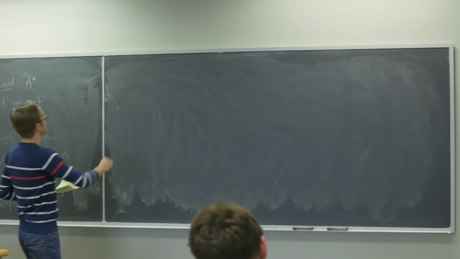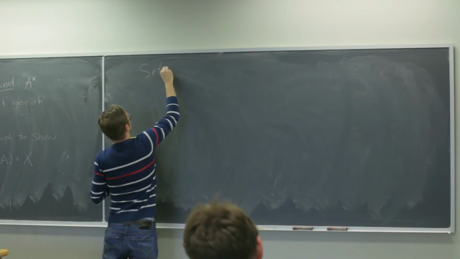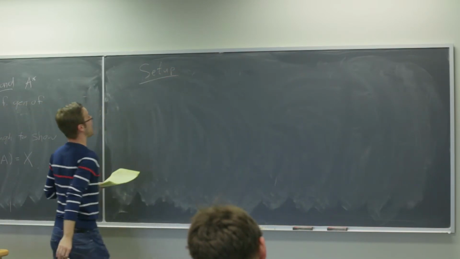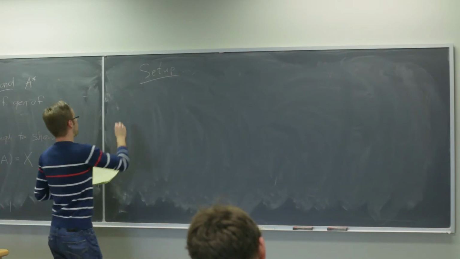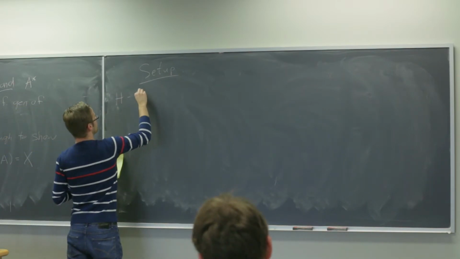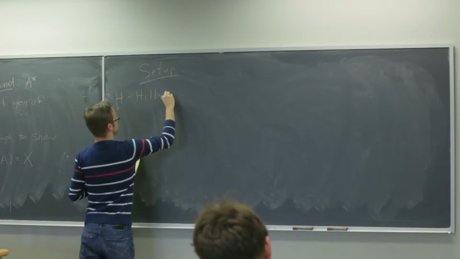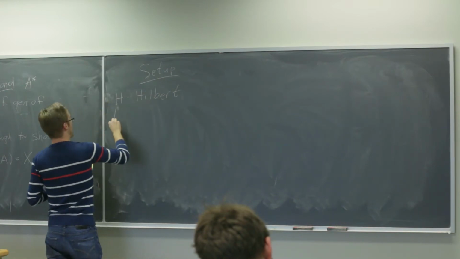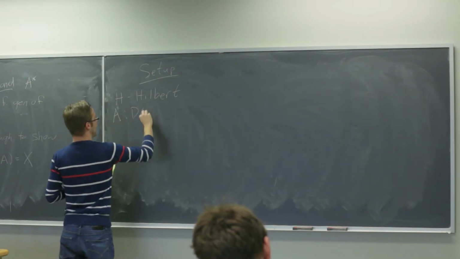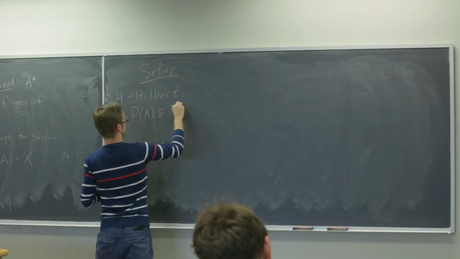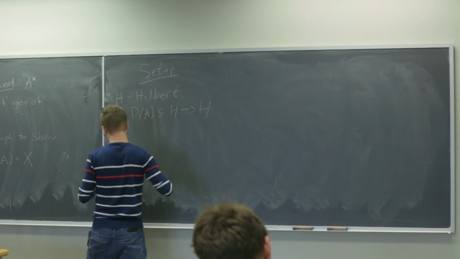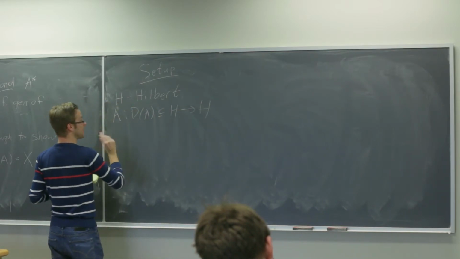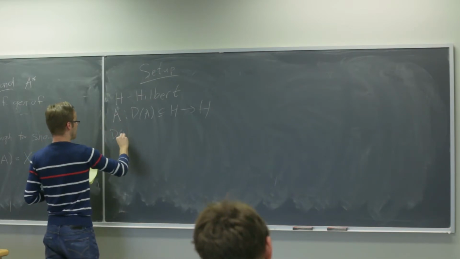So let me give you the setup and how I'm going to use the I's. So now I'm going to a Hilbert space to avoid all this mess. A is going to be an unbounded operator, as usual. And in order to make sense of the adjoint, I need it to be densely defined.